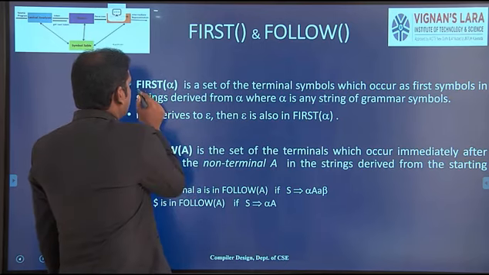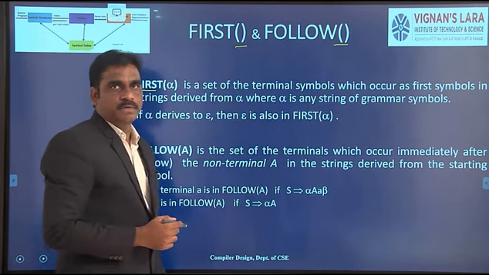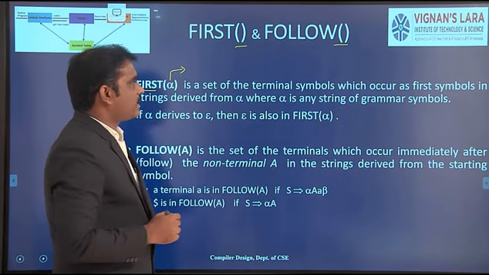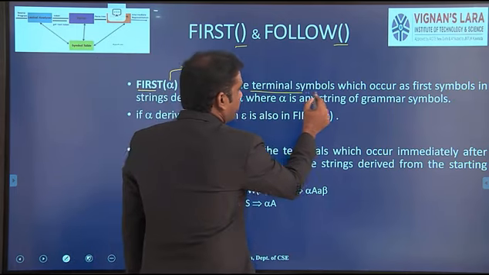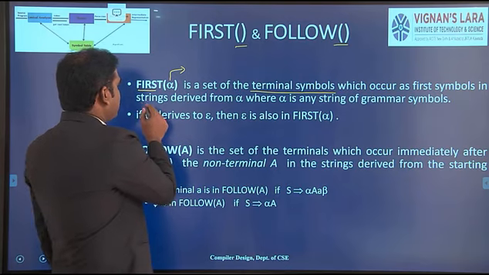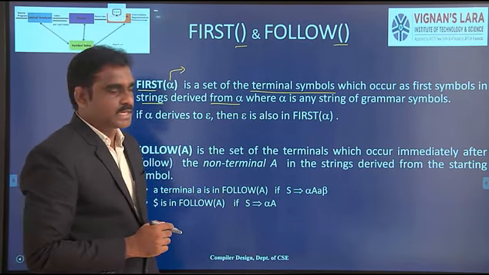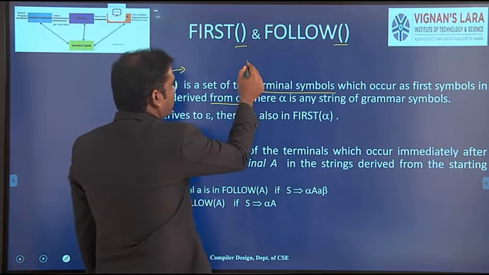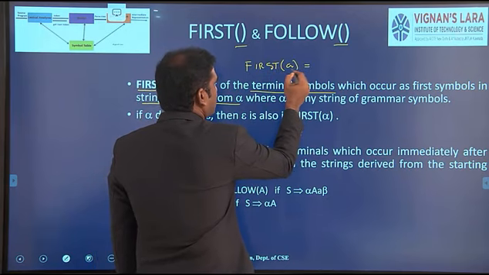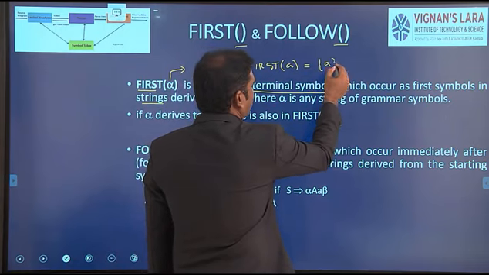So how to calculate the first and follow functions? Both are functions only. Suppose first of alpha. Here alpha is the set of terminal symbols we check as first symbols in strings derived from alpha, where alpha is any string of grammar symbols. For example, take first of A. Suppose A is a terminal. The result is A only.